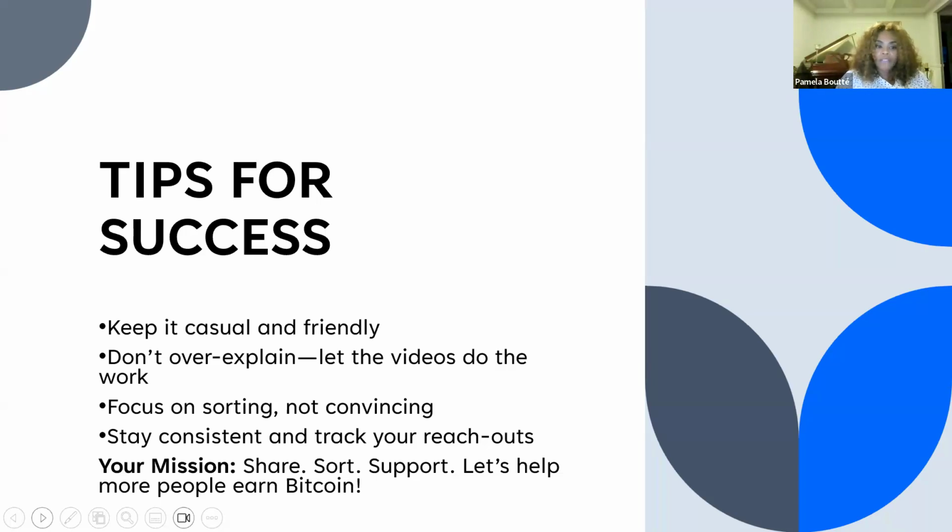And then we're going to do a focus on sorting and not convincing. It's either they're interested or they're not. Don't try to convince people that, hey, you really should take a look at this. Look at what I've done. No. If they say yes, great. If they say no, that's okay also. Actually, you should just have a game plan. How many no's can I get?